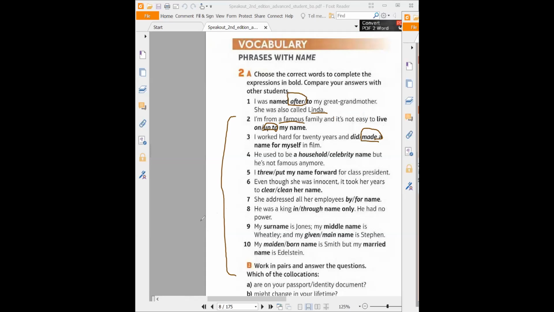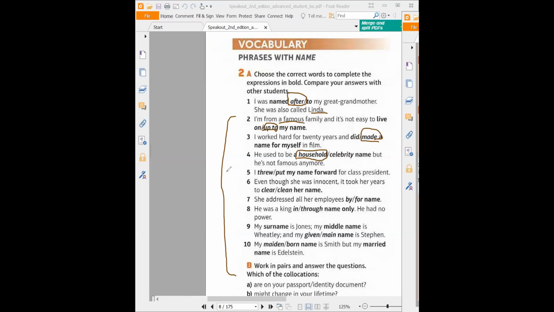He used to be a celebrity name, but he's not famous anymore, I guess. Yeah, this is a little bit tricky. We say household name. Oh, okay. Yes, household name, it means famous by the public, okay? But he isn't famous anymore, so yeah, he used to be a household name.